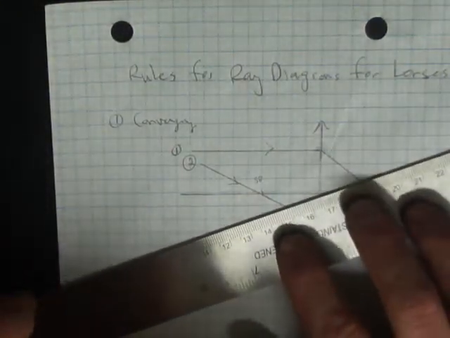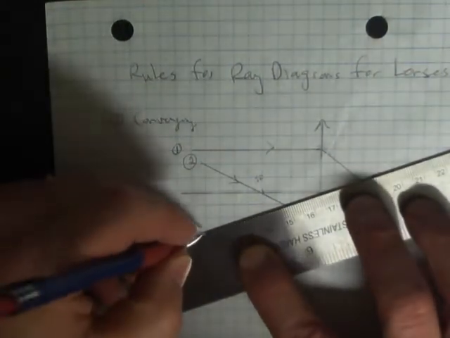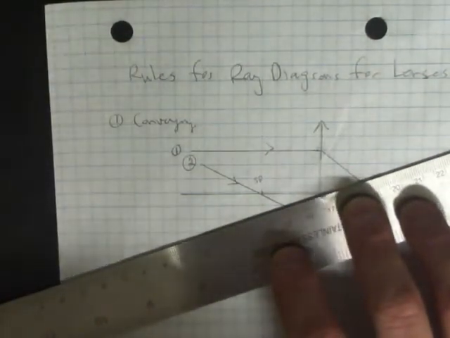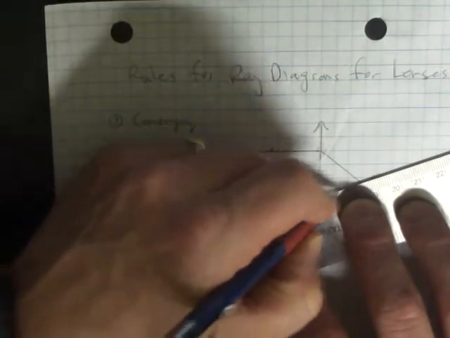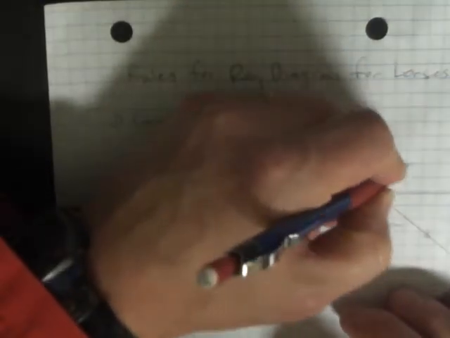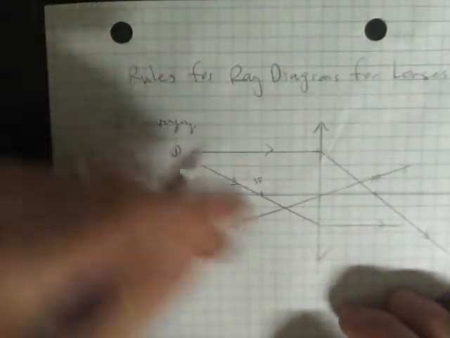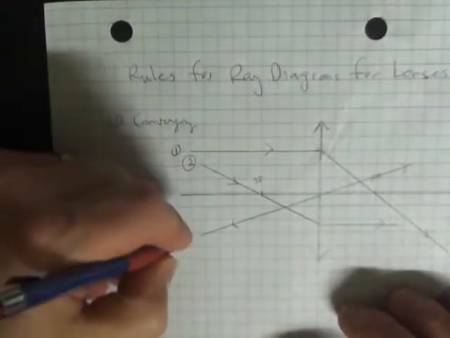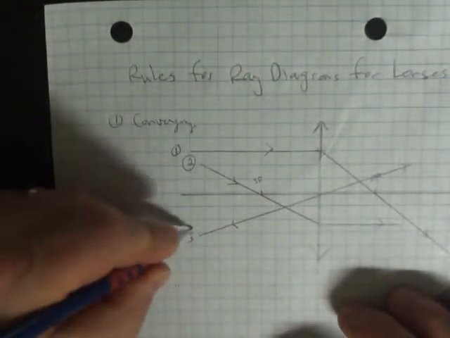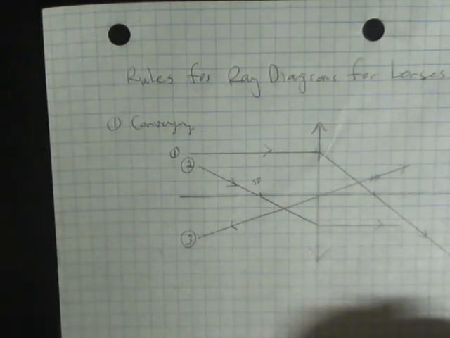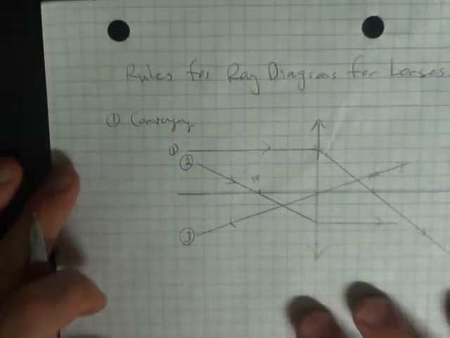So a ray that goes through the vertex, what do you think it does? It goes straight on through. Because really, it's kind of like coming right down the normal. Rule number 3. Make sense?